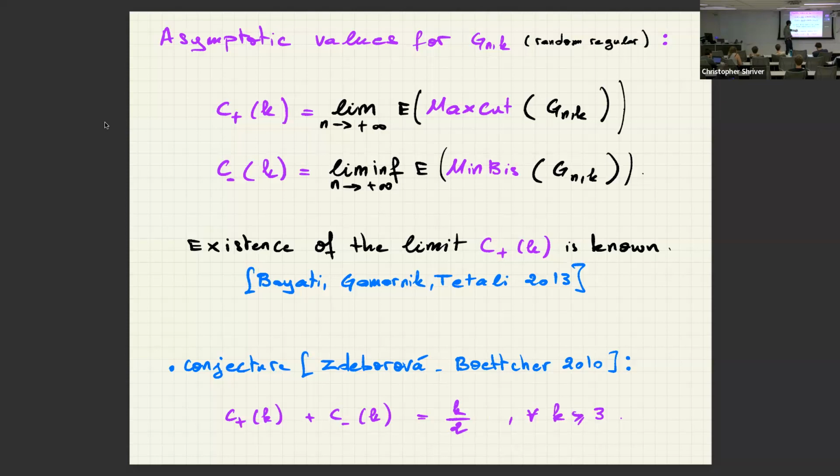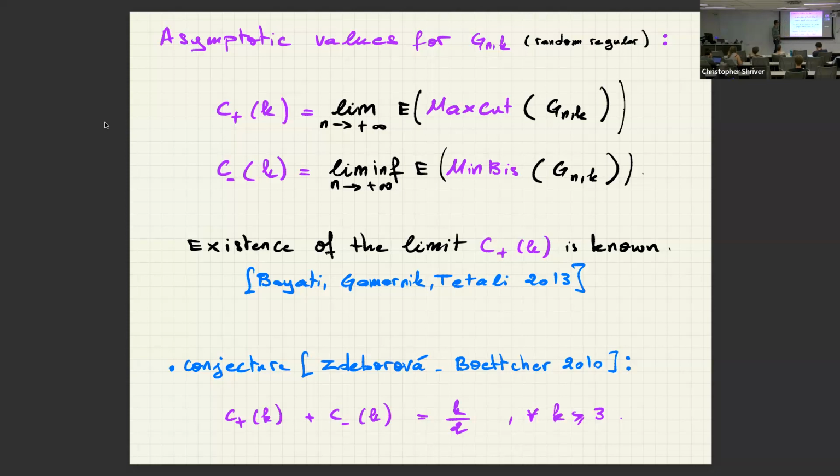existence of this limit is due to some beautiful work by Ati, Gamarnik, and Teveli. This uses a very nice interpolation argument that splits the graph into two halves and then argues that this quantity is perhaps sub-additive or super-additive. I don't remember which one.